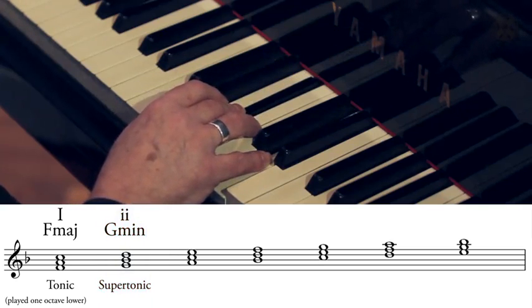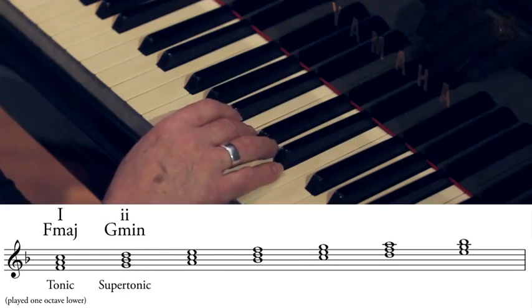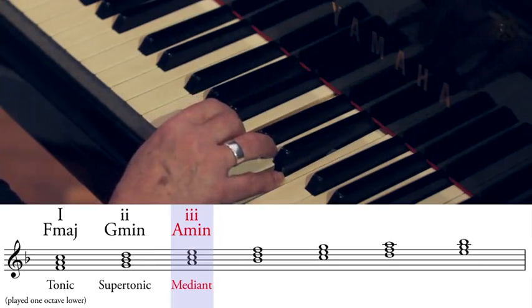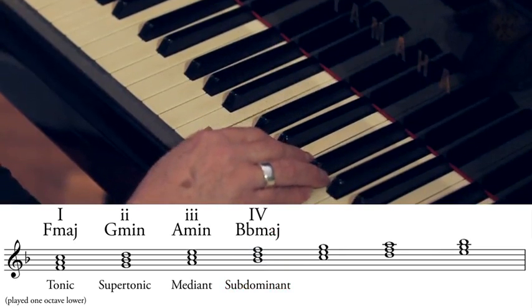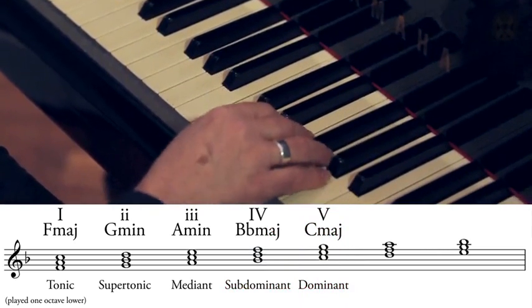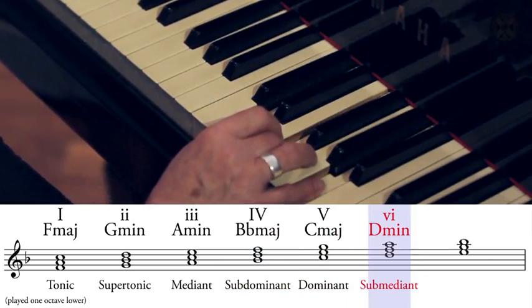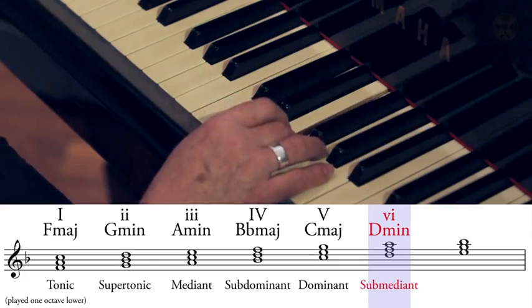Going up another step, the third degree of the scale is called the mediant, what we call chord 3, and its notes are A, C, and E. The subdominant we know, the dominant we know, the submediant, chord 6, is another minor triad, in this case consisting of D, F, and A. The submediant, you remember, is what we hear in the interrupted cadence that we talked about.